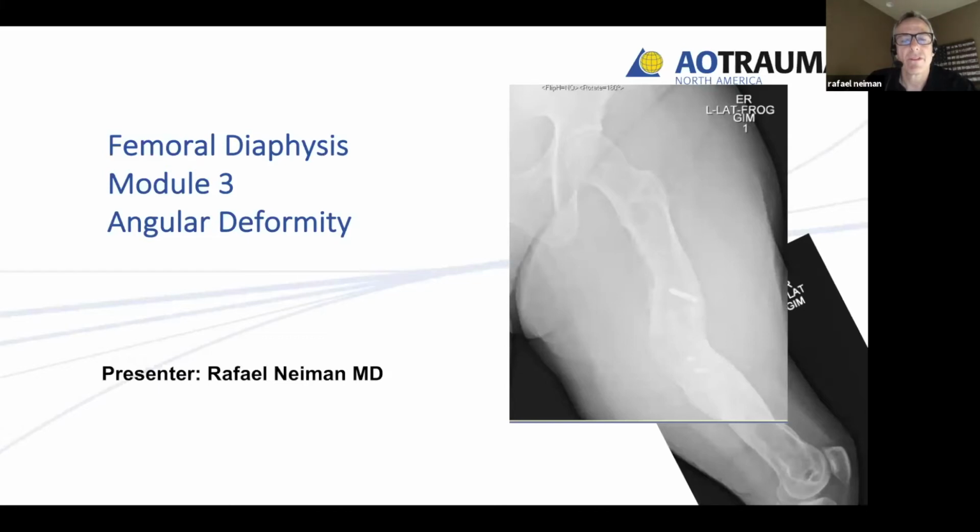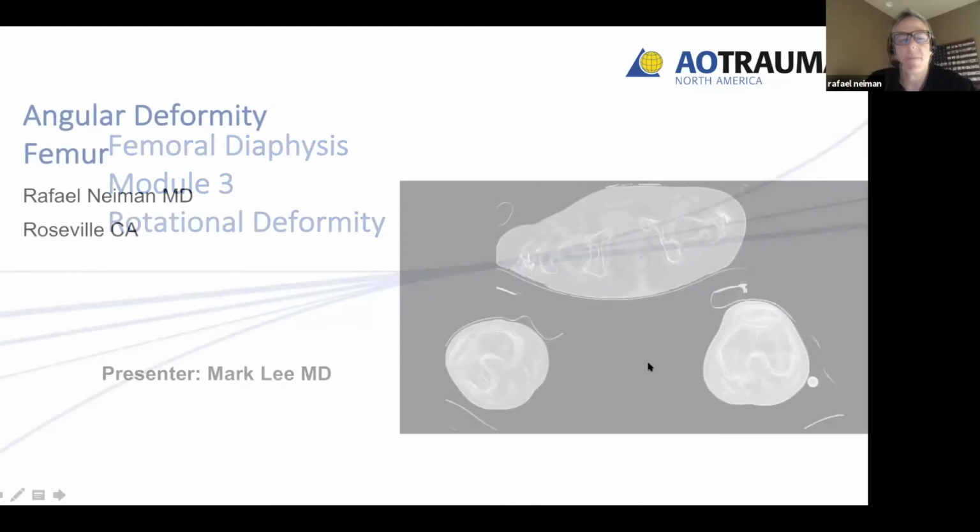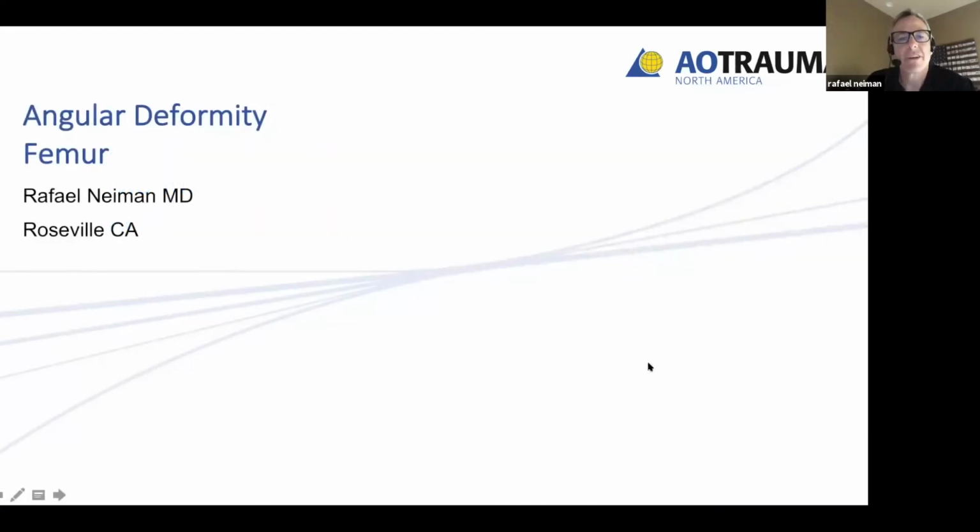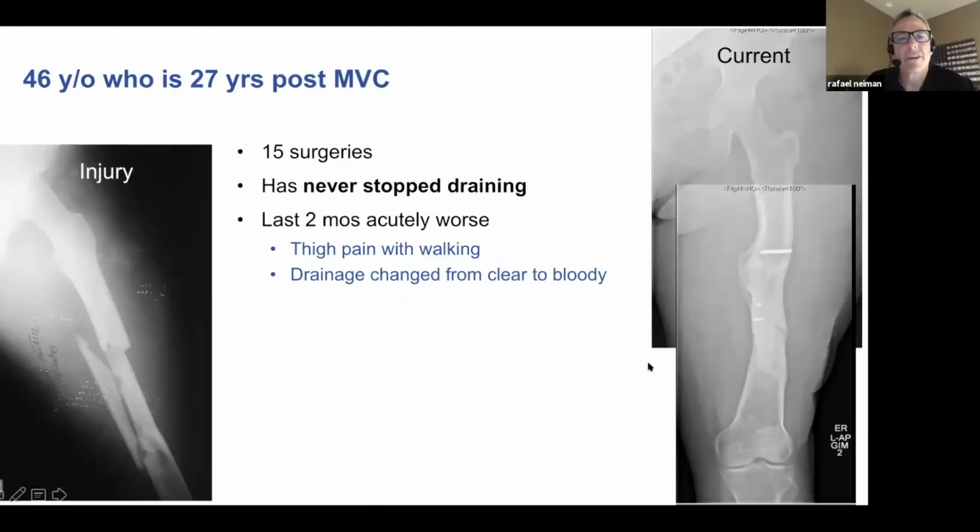So during this 90 minutes, you're going to hear from me regarding angular deformity. A patient of mine who's 46, who is 27 years out from her motor vehicle crash, and she's had 15 surgeries in that time, and she's never stopped draining. When she presented to me, she'd had 2 months of acute worsening of her thigh pain, and her drainage had changed from clear to bloody.